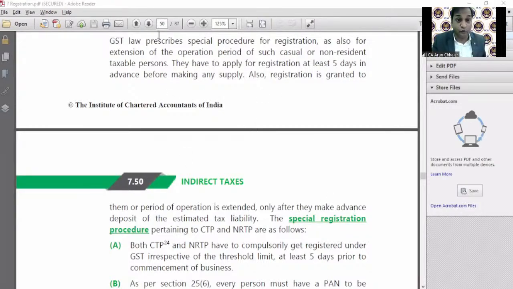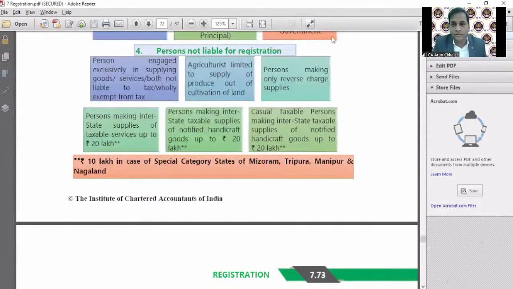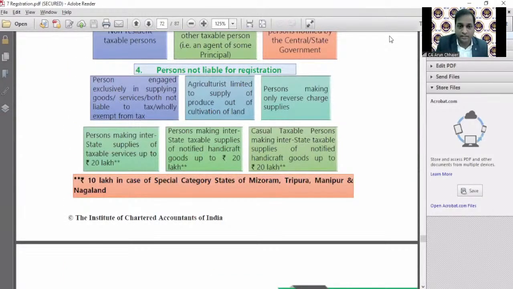Page number 72. Yes, I hope it's visible to all. This is the question: a casual taxable person making the supply of notified handicraft goods is not required to take registration till 20 lakhs.